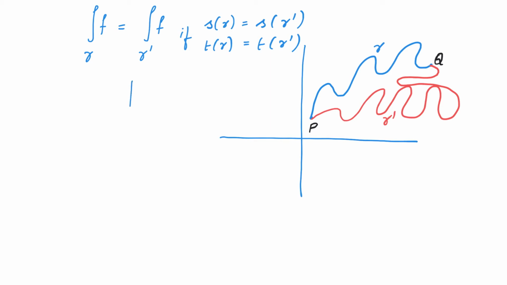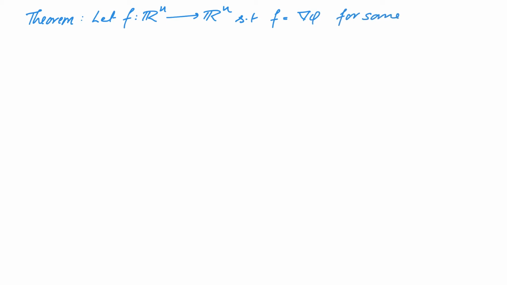We will show in this video that this will happen if and only if f is equal to gradient of phi for some function phi from Rn to R. First, we show that if f is equal to grad phi, then the integral does not depend on the curve you choose, and then we generalize it to paths. More precisely, let f be a vector field, that means it's a function from Rn to Rn, such that f is equal to gradient of phi for some function phi from Rn to R. Then it can be shown that the integral of f along a continuously differentiable curve gamma does not really depend on the curve gamma. It only depends on its endpoints.